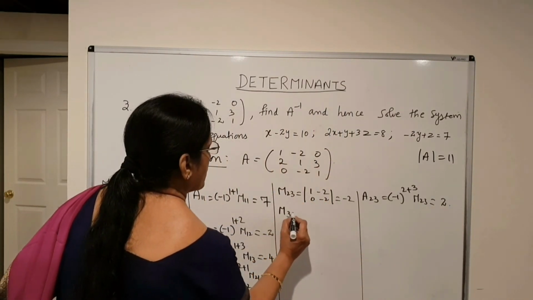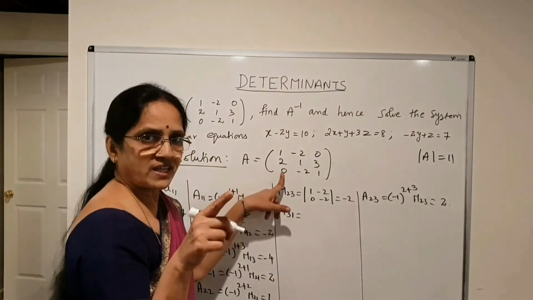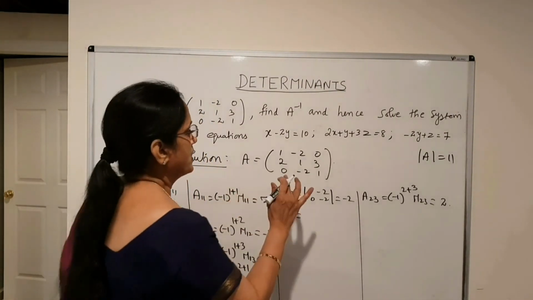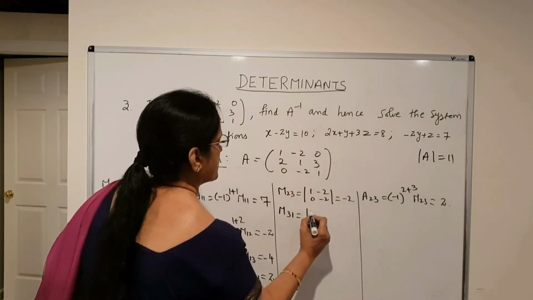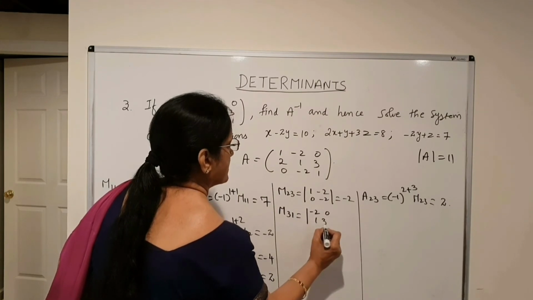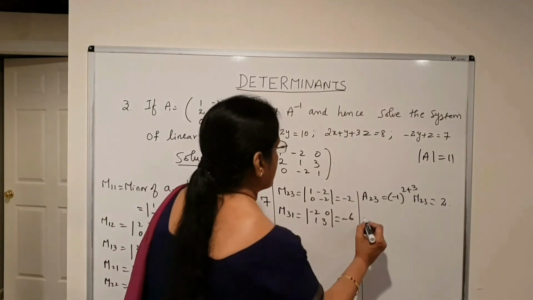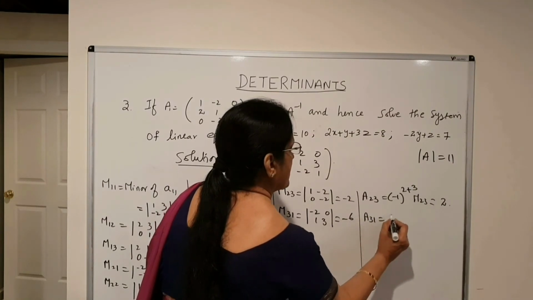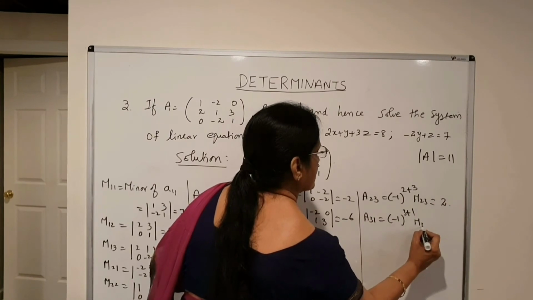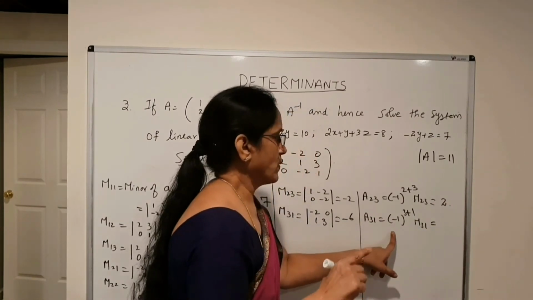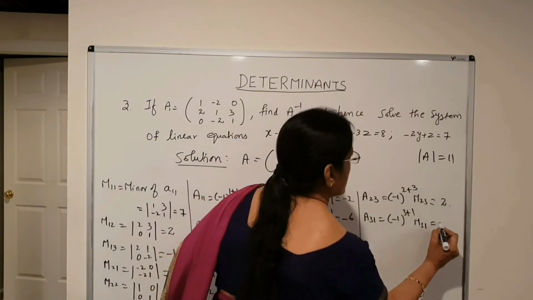Then third row, M31, which is the minor of the element A31, that is small a31, which is 0 over here. So leaving the third row and first column, I am left with minus 2, 0, 1, 3. This is minus 6. So the corresponding A31 will be minus 1 to the power 3 plus 1 into M31, which is minus 1 to the power 4 is 1. 1 into minus 6, which is going to be minus 6.